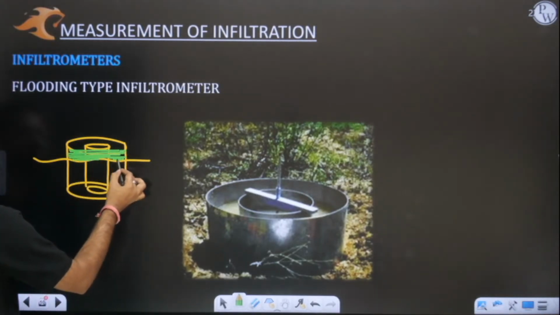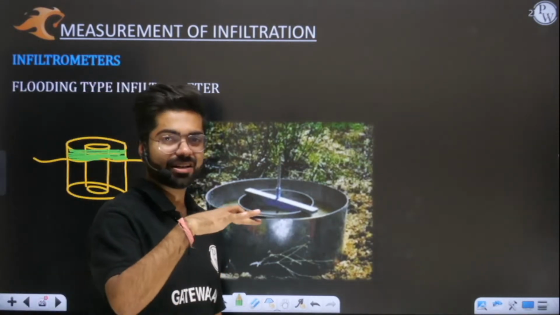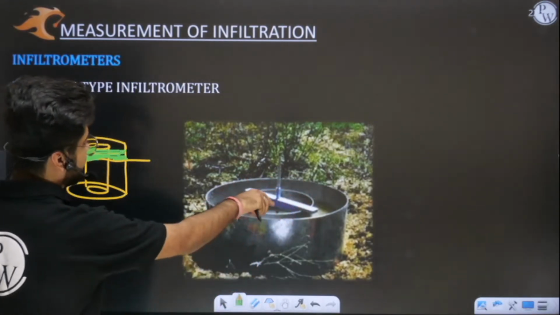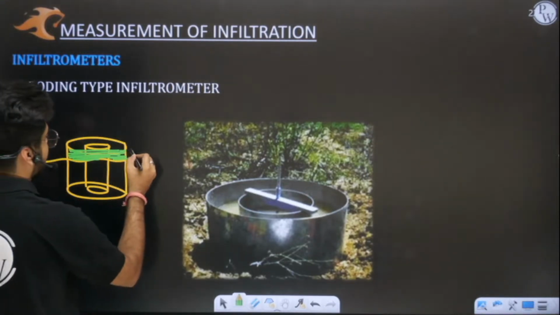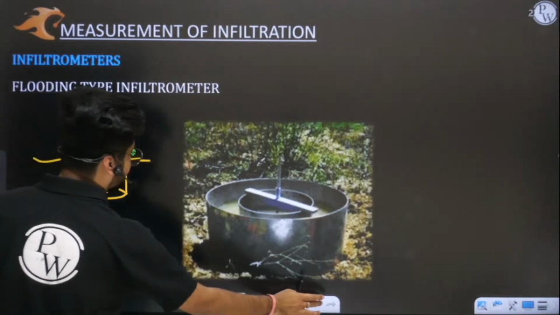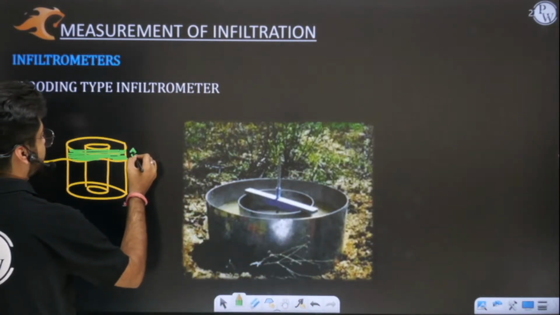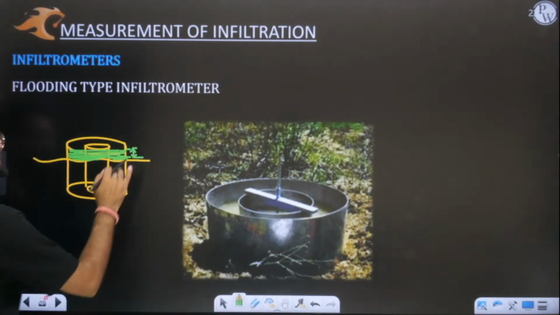You need to understand one thing. We have basically flooded the land mass in this meter itself. We have flooded it with water. That's why it is known as flooding. Now what will happen? You need to understand one thing here, that this water level will decrease.